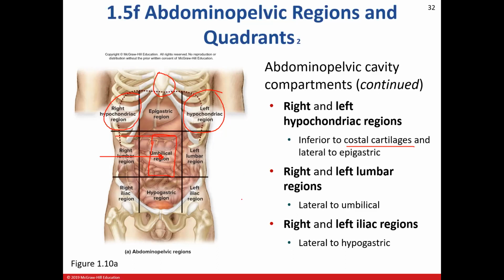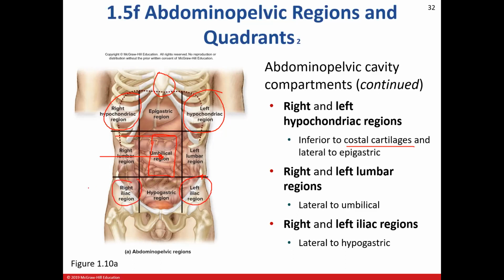And then finally, on either side of the hypogastric region, we have our left and right iliac regions. The top of your hip bone, that structure is called the iliac crest, and that's located here. Your hip bone is made up of 3 bones that have eventually fused together. The most superior bone is called the iliac bone. So that's what these regions are going to be adjacent to, the iliac bones.